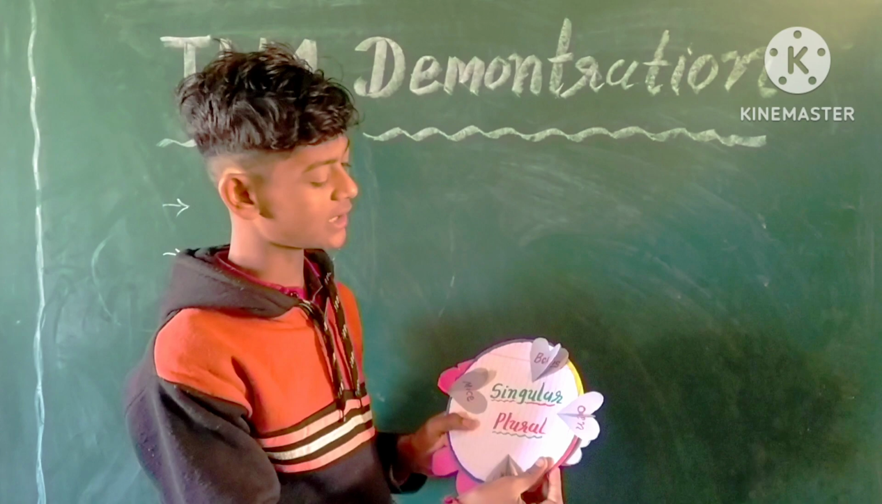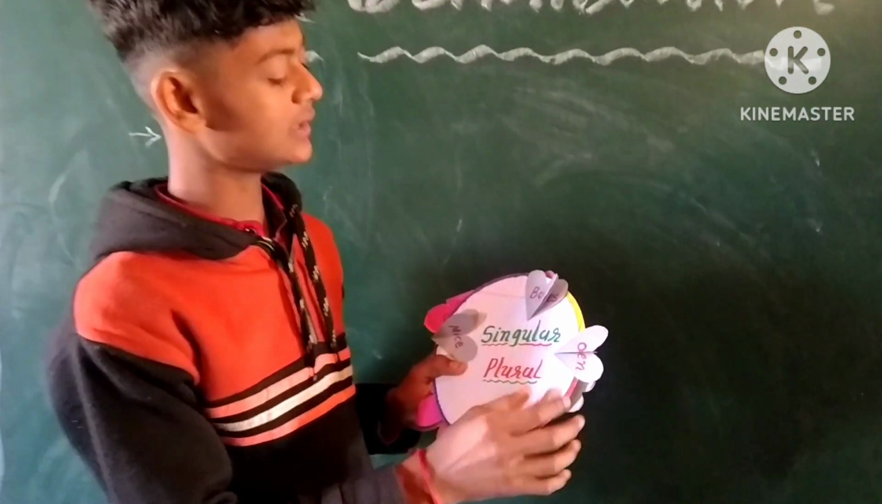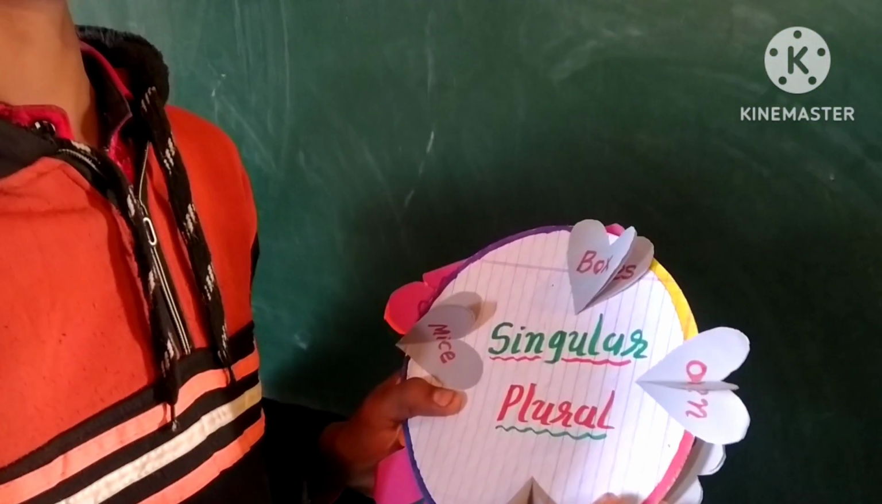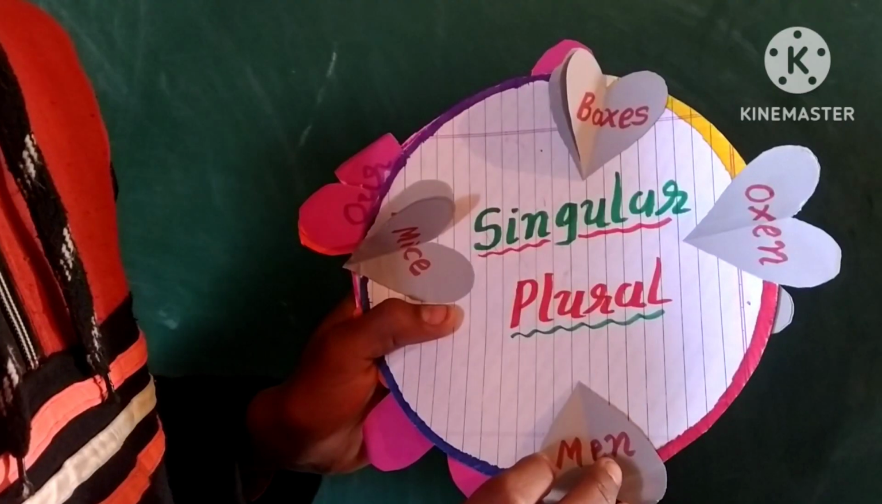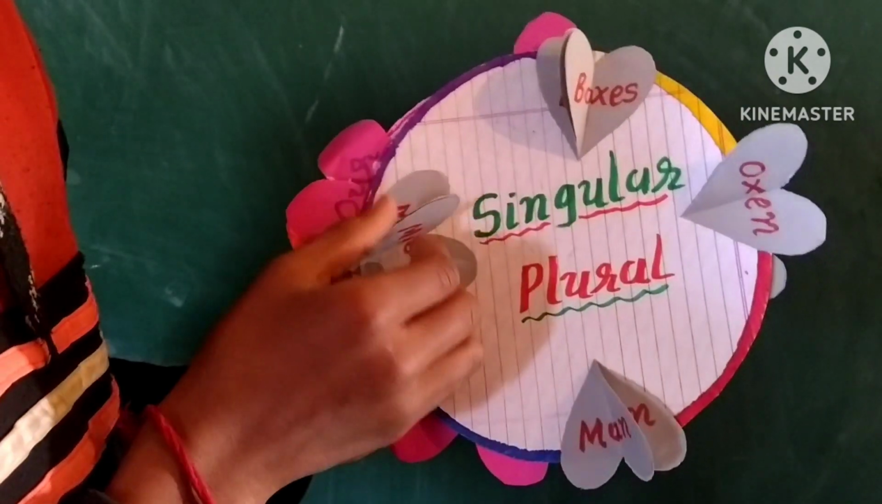Hello, I am Shiran. This is our singular TLM. Just like box, boxes. Ox, oxen. Man, men. Mouse.